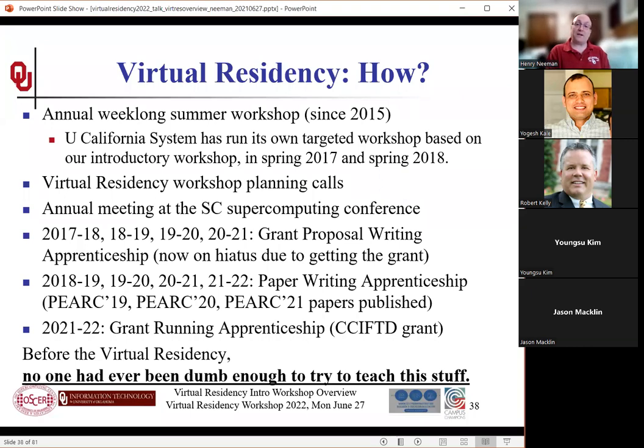We also did a paper writing apprenticeship, so we've done that now for 4 years. We've gotten 3 papers published. That's pretty good. This year's paper did not get published because we took a flyer at would they publish a future-looking paper that was not about actual accomplishments, but about what we plan to do, and the answer turned out to be no. They will not publish a forward-looking paper, only a paper about what we've actually done. And then we've turned our grant proposal writing apprenticeship into a grant running apprenticeship that we've been doing for quite some months now.